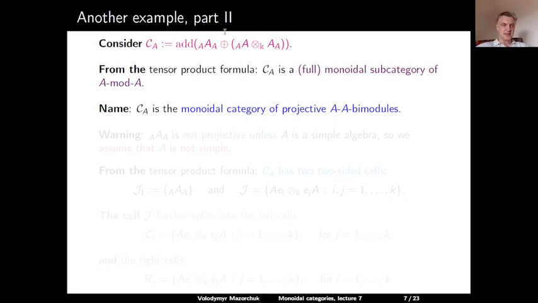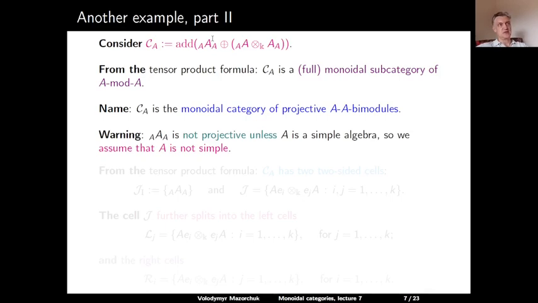This term is slightly misleading because the regular bimodule is not projective unless A is a simple algebra. So we assume that A is connected. So the identity bimodule is projective if and only if A is simple in this case. So let us assume that A is not a simple algebra to avoid this trivial situation.